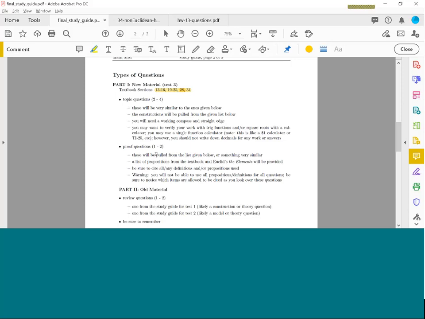The other type of thing is proof questions. This is accurate. You'll have 1 to 2 proof questions from the new material. And those guys will be pulled exactly from the list that's on the next page, or close enough that if you know how to deal with those guys on the next page, you'll be perfectly fine.